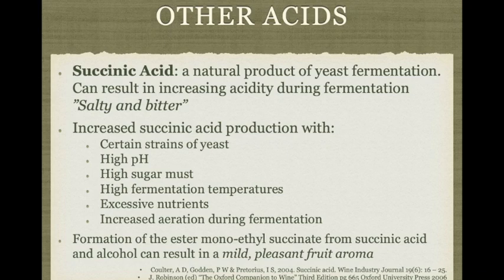There can be increased succinic acid production with certain strains of yeast if there's higher pH, high sugar must, anything that's stressful, such as high fermentation temperatures, too many nutrients, or too much aeration. It forms an ester, monoethyl succinate, which can result in a mild, pleasant fruity aroma. And the development of the succinic acid during fermentation is one of the reasons why you'll see your pH drop slightly as fermentation begins.